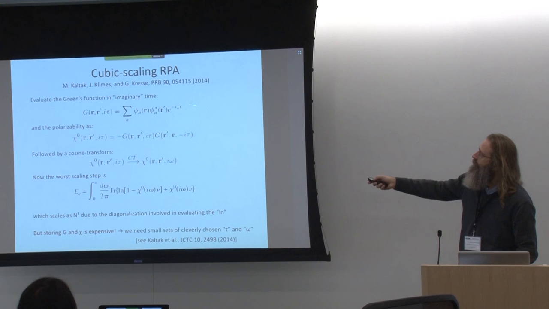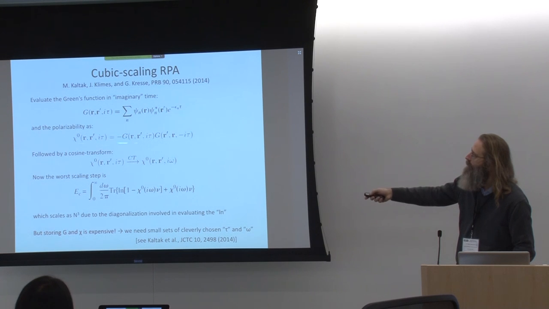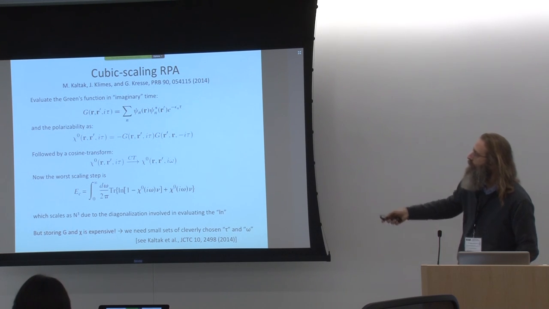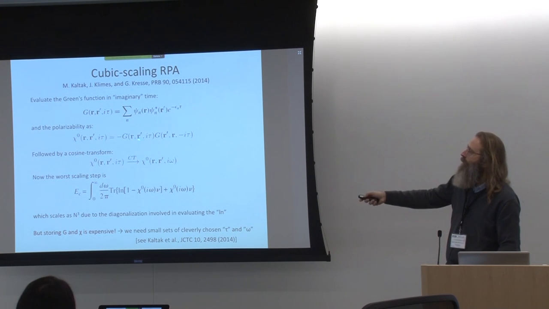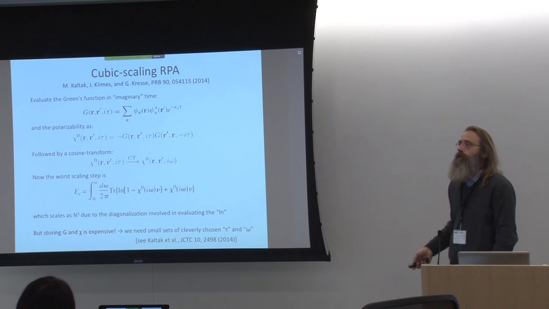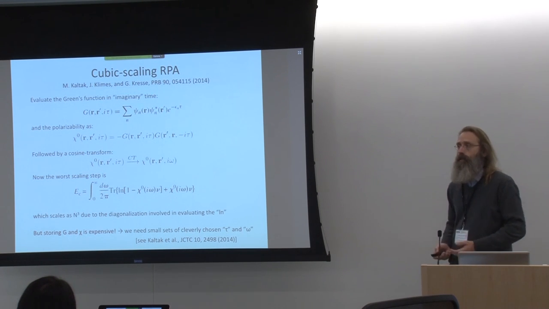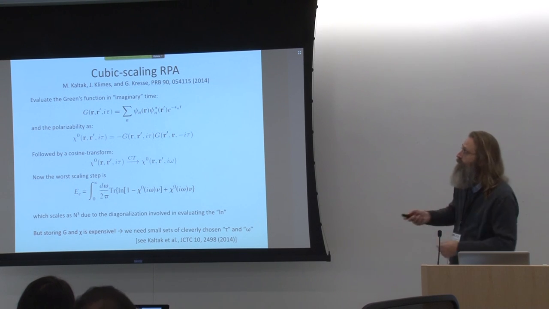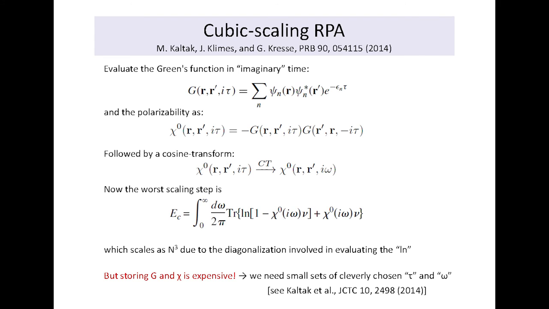Well, this is again what we have seen, our Green's function. Now it's written in imaginary time. And in terms of a Green's function in imaginary time, we can compute the polarizability as a product of two Green's functions. And this is a point-by-point product, so over r and r prime. What is the nice thing about this? A point-by-point product over two quantities that scale with system size scales as the square of the system size and not n to the power 4. So getting the independent particle polarizability this way is much, much cheaper.